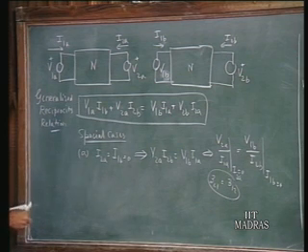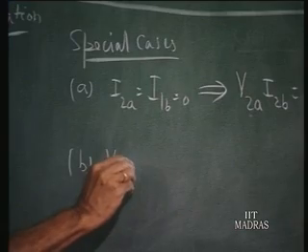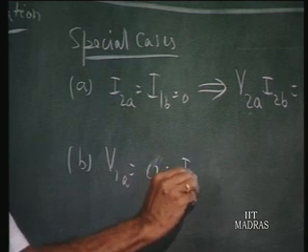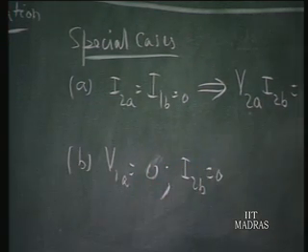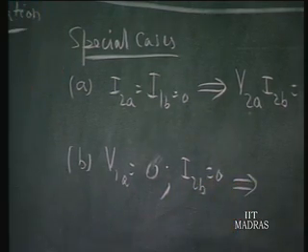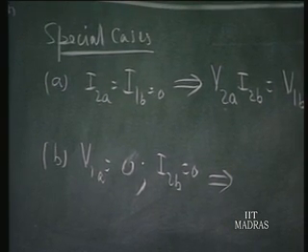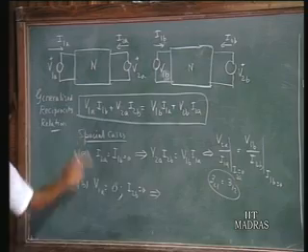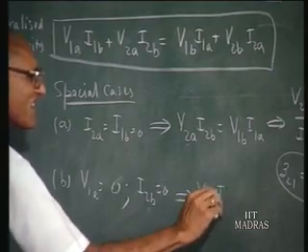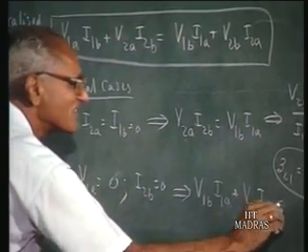Let me take one more example. Let me make V1A 0 and I2B 0. So if V1A and I2B are 0, these two terms are 0. Therefore, I have V1B times I1A plus V2B times I2A equals 0.